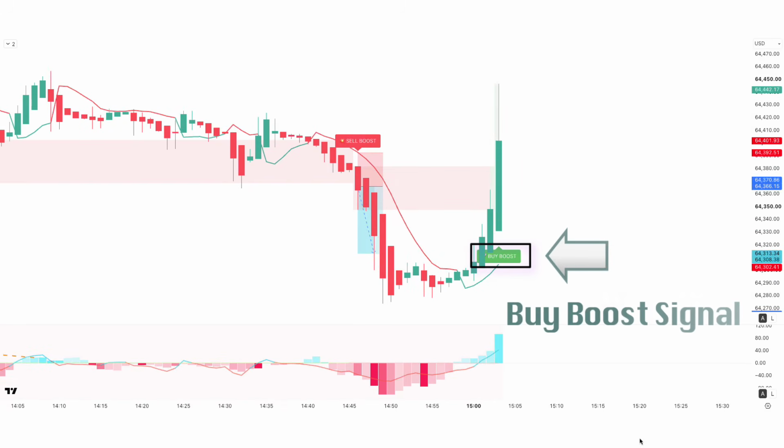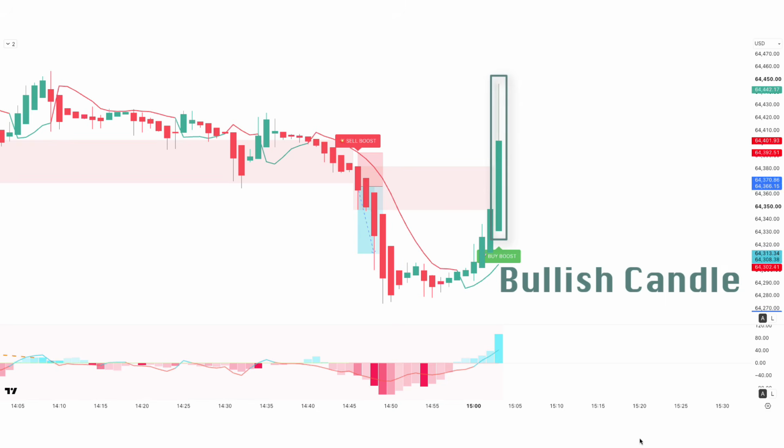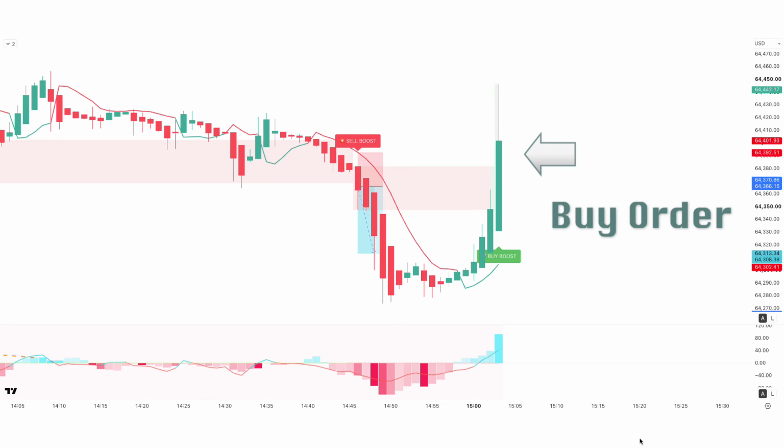Here the SMC volume boost matrix V6 label up of this is buy boost signal. Here the flow engine indicator cyan columns. Here market has made a bullish candle to give confirmation. So all our conditions are being fulfilled, so we are placing an order to buy.